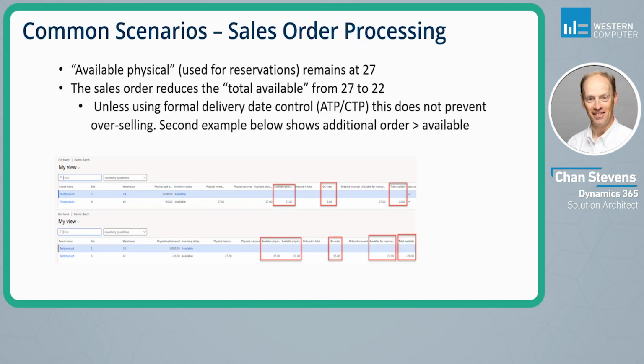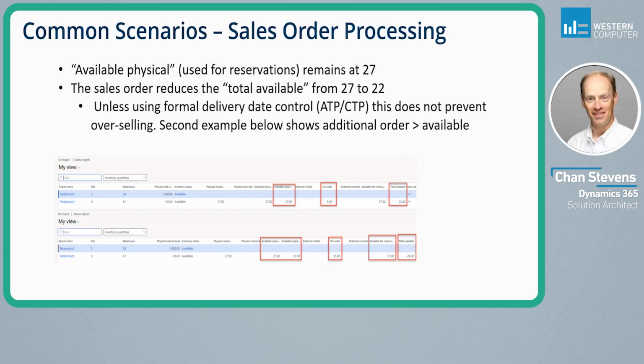So unless I'm using formal date control on my sales order line, such as ATP or CTP, and most clients use something like none or something to that effect for date control, the total available does not prevent me from overselling. So in the second screen below, you can see that I have accepted a second sales order for a total of 50 more parts. So of my 27 on hand, I now have sold 55 of them, and I have a total available of negative 28.